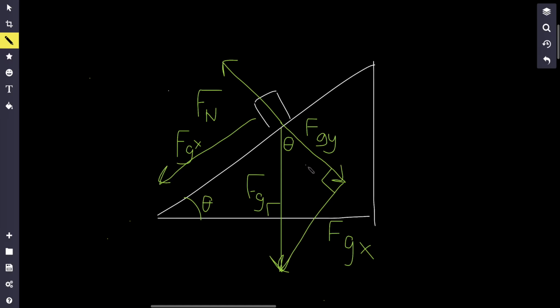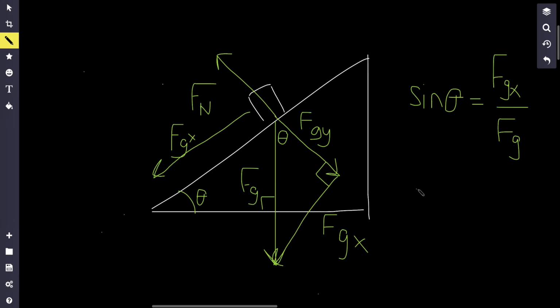Now to find the x component of this, I can just use sine, right? Sine of theta, sine of this angle, is going to be equal to the side opposite of it, which is the force of gravity in the x direction, divided by the hypotenuse, which is just the force of gravity.